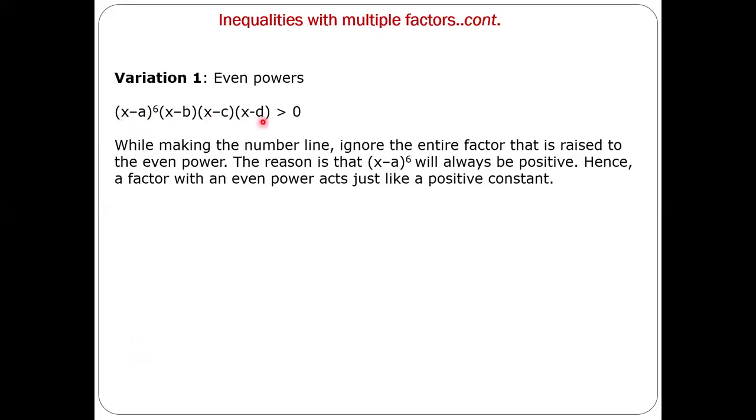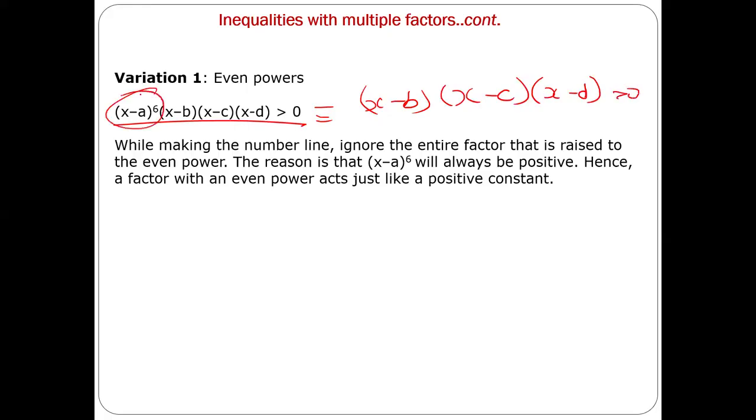Let's say we have to solve this: x minus a raised to the power of 6 into x minus b into x minus c into x minus d is greater than 0. The thing that we are saying is, notice this is an even power, right? And any variable raised to an even power will always be positive, correct? So you can basically just treat this as a positive constant. In other words, the solution of this inequality will be the same as the solution of x minus b into x minus c into x minus d is greater than 0. So just ignore this, considering this as a positive constant.